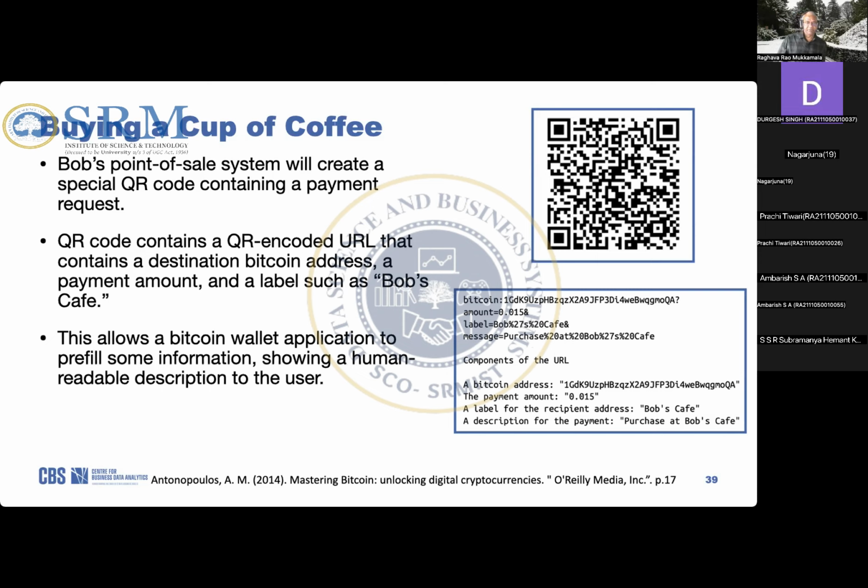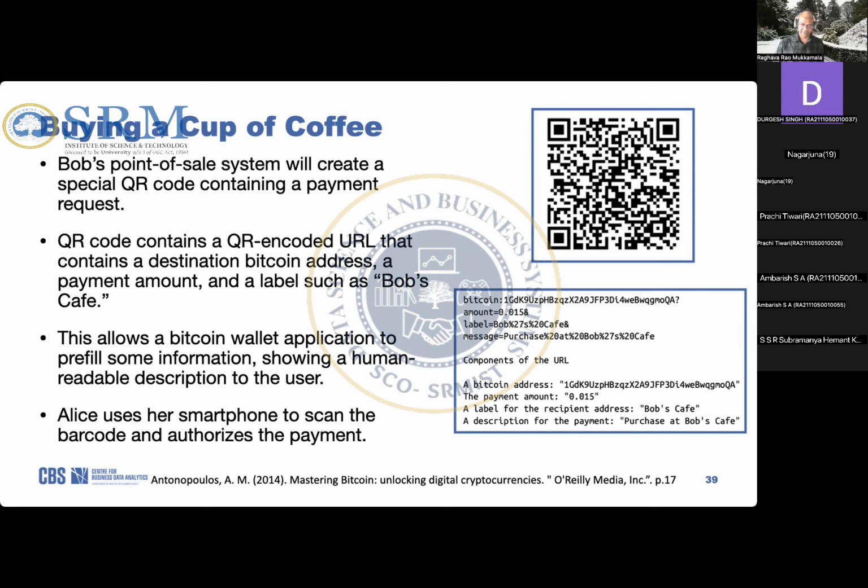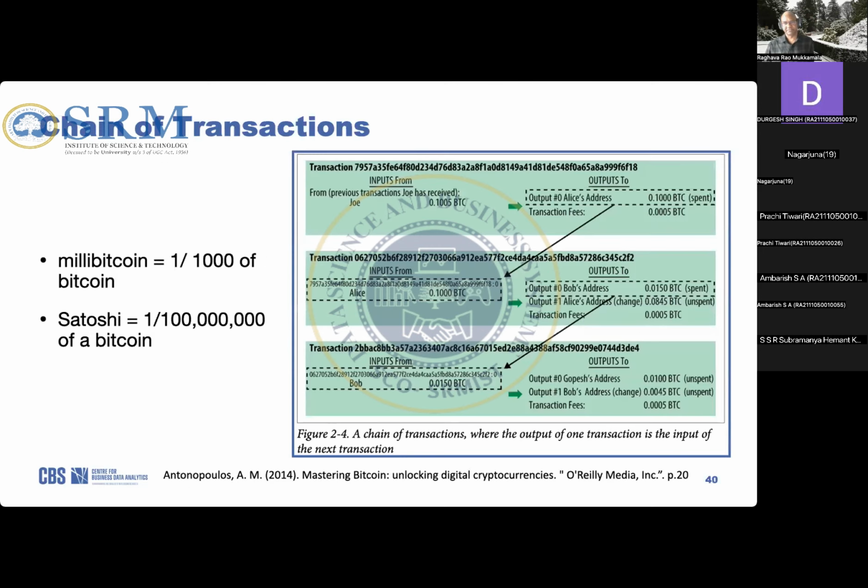Then it will be picked up by the Bitcoin wallet, which will carry that information. It knows that it has to transfer 0.015 Bitcoins to this public key, and then it will automatically do the transfer. Alice will use her smartphone to scan the barcode and authorize the payment, and the payment is sent to the point of sale system. So now you can see here the whole transaction is represented like this.